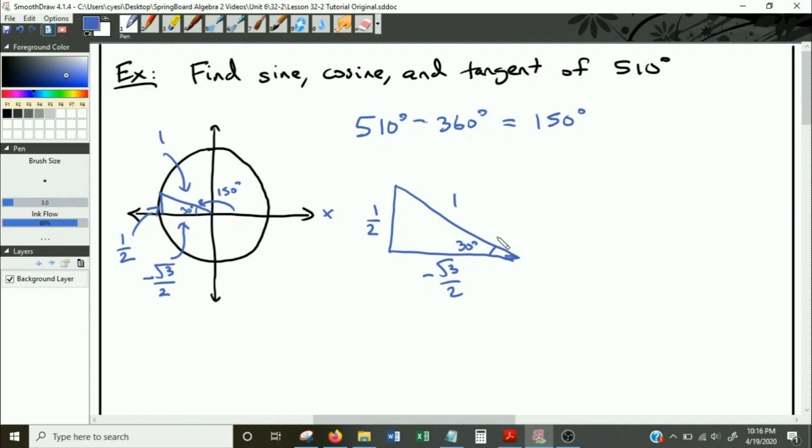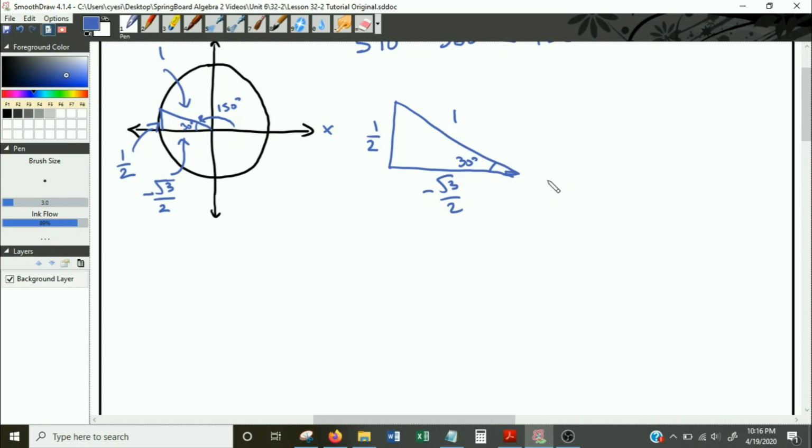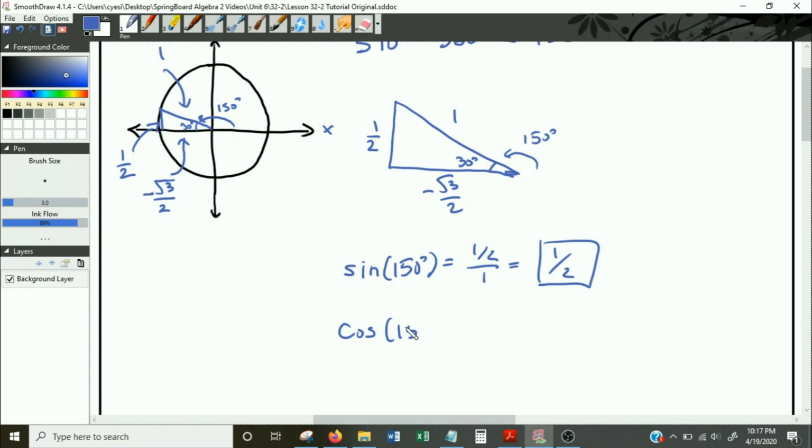So sine of 150, I'm going to write it below here. Sine of 150, which is sine of this triangle, is going to be equal to the opposite over the hypotenuse, which is half over 1. So that's going to be just half. And cosine of 150 is going to be the adjacent over hypotenuse, so that's going to be negative root 3 over 2 over 1, and that's going to be negative root 3 over 2.